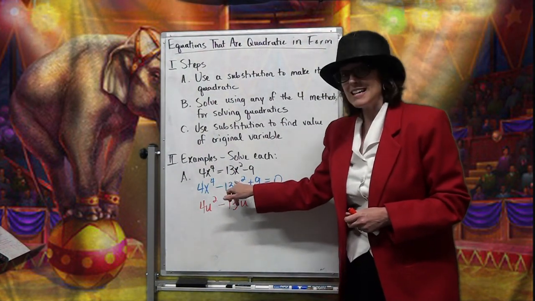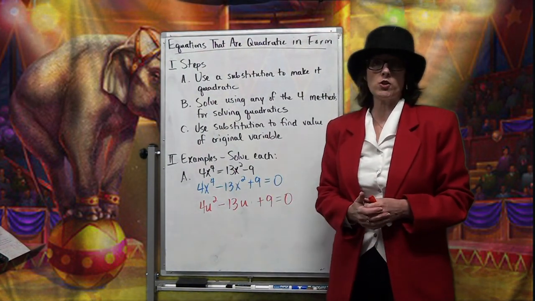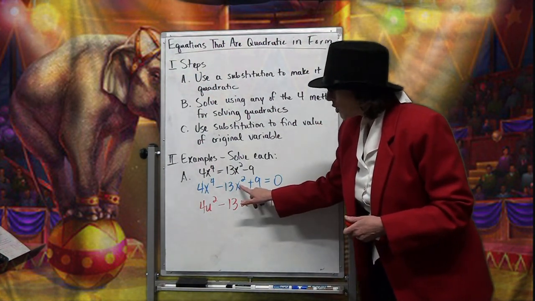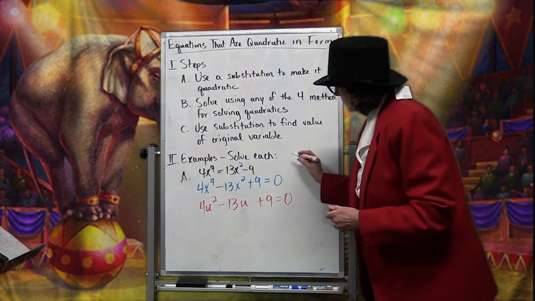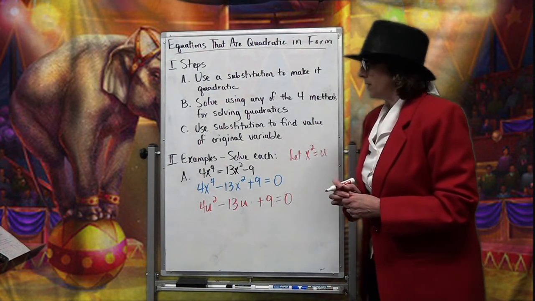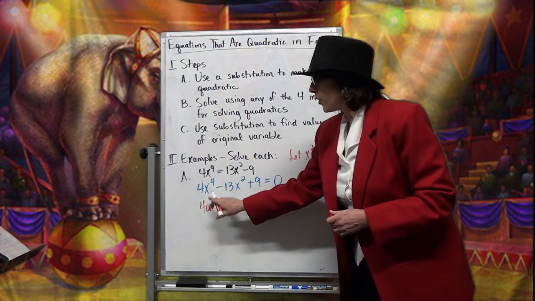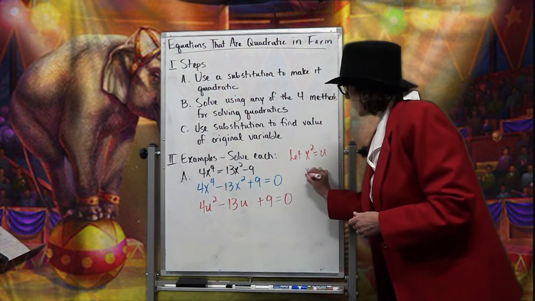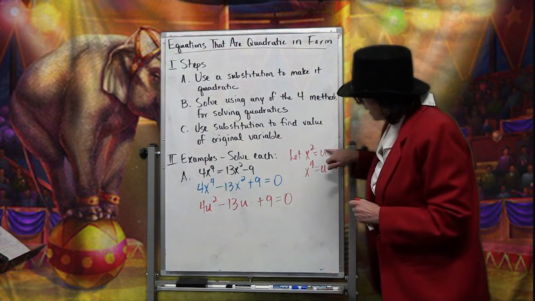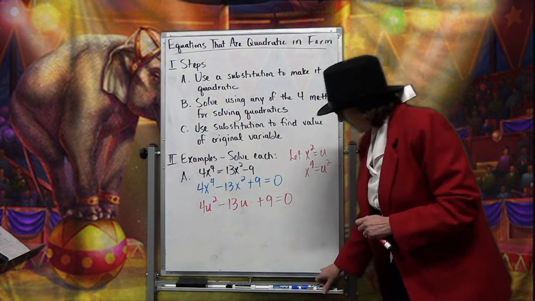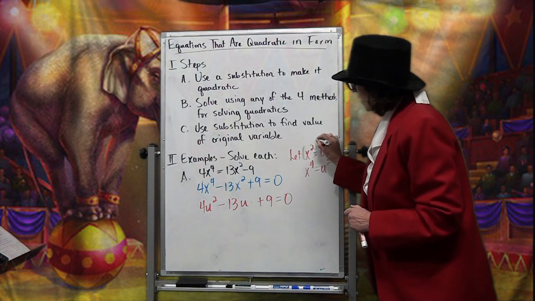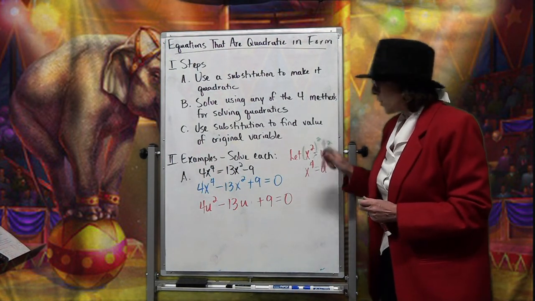I can take this and turn it into a quadratic by making a substitution. In other words, what if I call this x squared a u? So I'm going to let x squared be u. And what if I let this x to the 4th be u squared? What I've done is taken my u and squared it, and x squared to the second power.